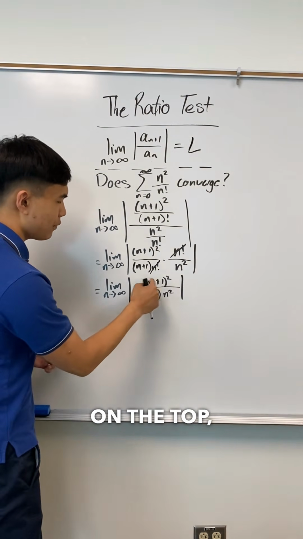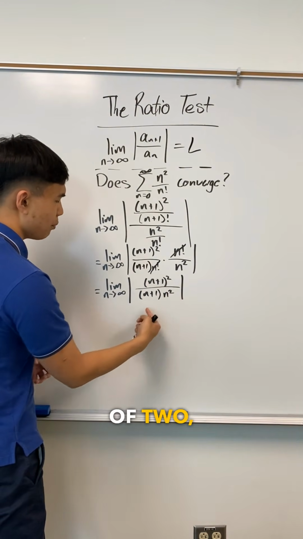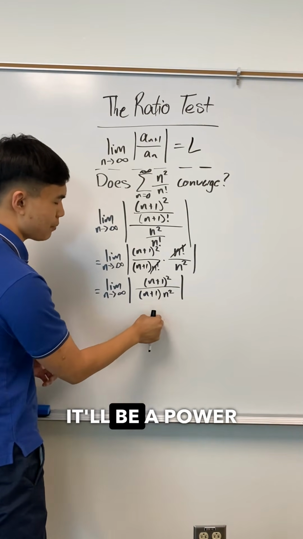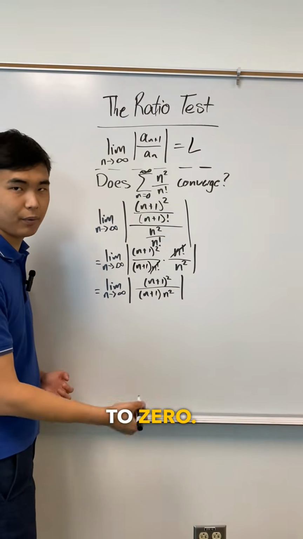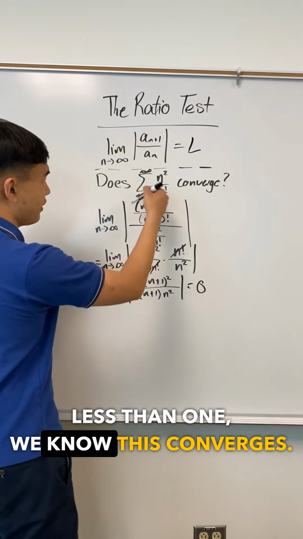We can see that on the top, if we multiply this out, it'll be a power of 2, but on the bottom, if you multiply all this out, it'll be a power of 3. So since the bottom dominates the top, this limit goes to 0. Since 0 is less than 1, we know this converges.